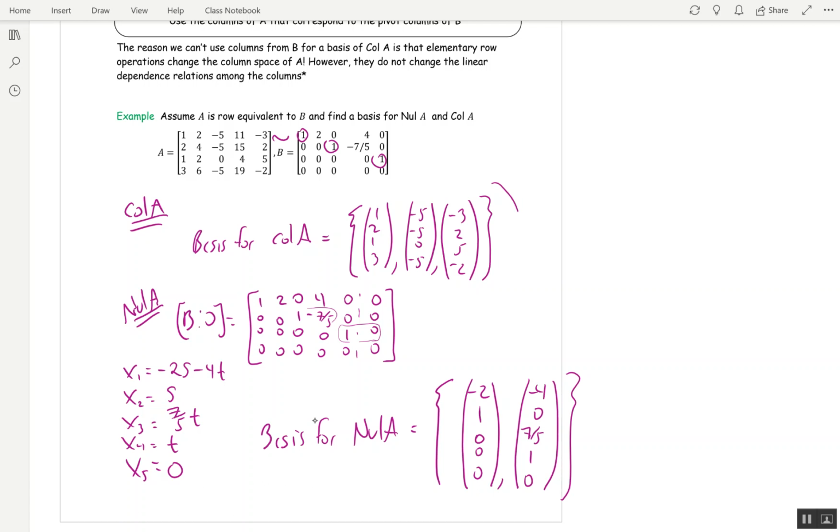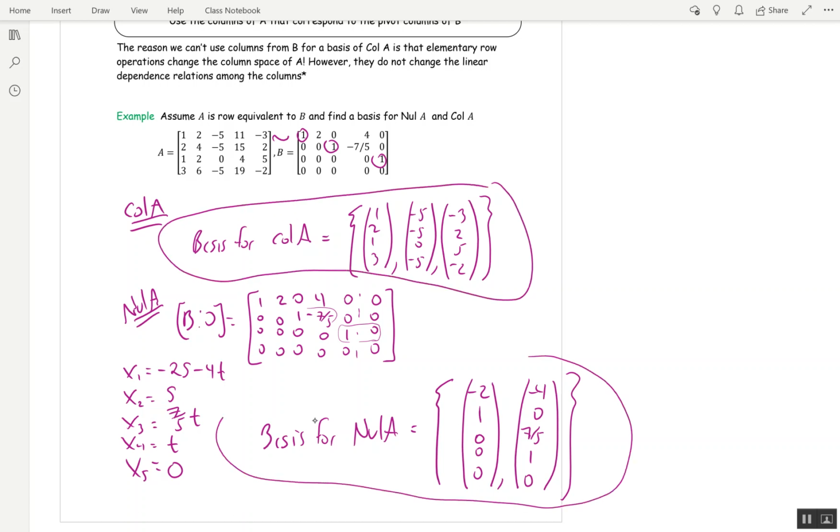All right. One thing I want to point out is don't be lazy and just leave off "basis for." Because if you just say null A is that, it's not true. What I have there is just a set with two vectors. A set with two vectors can't possibly make up all of null A. So you need the words "basis for": a basis for null A is that set.